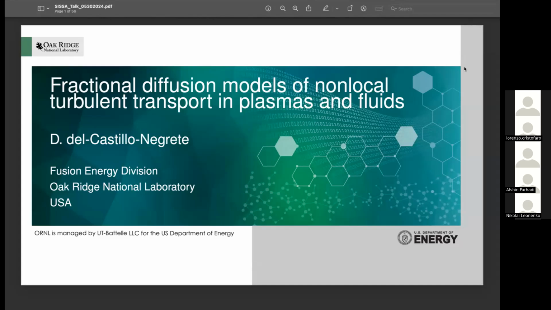Professor Diego del-Castillo-Negrete is a distinguished professor in the theory and modeling group of the fusion energy department at the Oak Ridge National Lab in USA. He holds a PhD in physics from the University of Texas at Austin in 1994. Before joining Oak Ridge in 2000, he worked in the theoretical division of Los Alamos National Lab, 1998 to 2000, and the Scripps Institution of Oceanography at the University of California, San Diego, from 1994 to 1998.